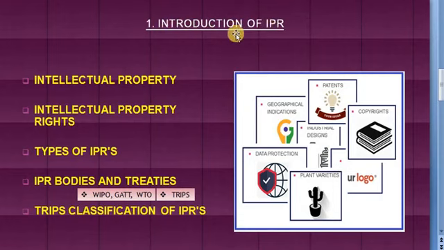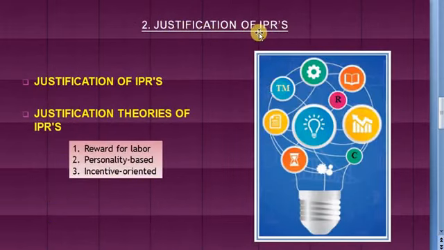Now let's move to the next slide for the study of justification of IPRs. So the very basic question is, what is the basic theory of justification of IPRs? The basic theory says that in order to justify intellectual property, everyone has a natural property right on his ideas. What that means? It means the creation always comes from the efforts and creation of its author or inventor.